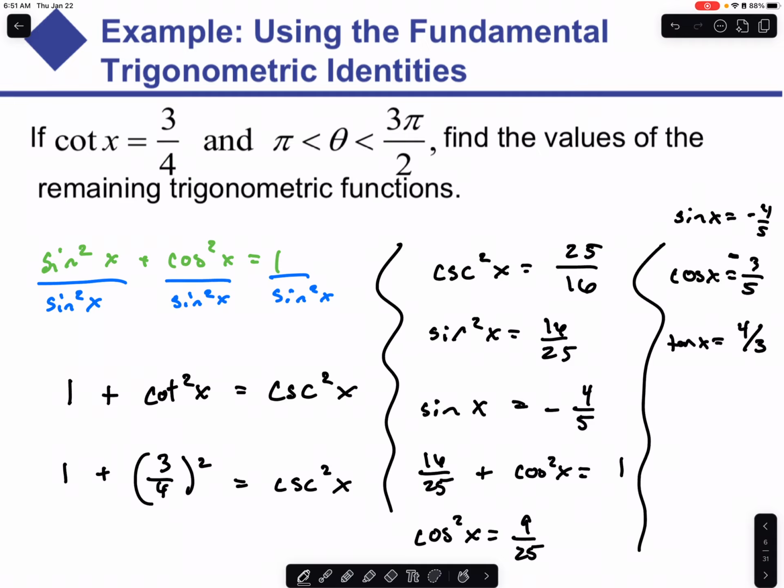The reciprocal of sine is cosecant. So that's going to be a negative 5 over 4. Reciprocal of cosine is going to be secant. That's going to be a negative 5 over 3. And the reciprocal of tan is cotan, which is what we were given. It should be 3 over 4. All right, I think those are good.